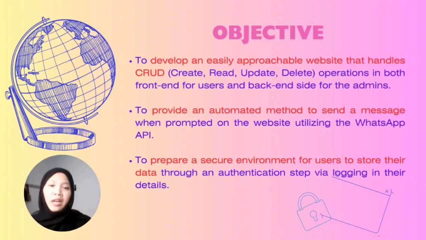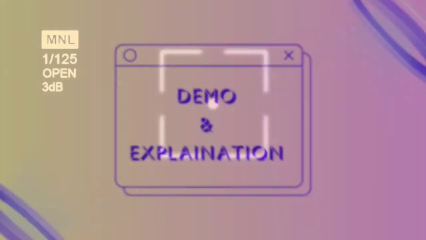Now, I would like to tell you briefly regarding the objective of our project. The first objective is to develop an easily approachable website that handles CRUD operations in both the front-end for users and the back-end side for admin. Second, to provide an automated method to send a message when prompted on the website, utilizing WhatsApp. Lastly, to prepare a secure environment for users to store their data through an authentication step via logging in their details.